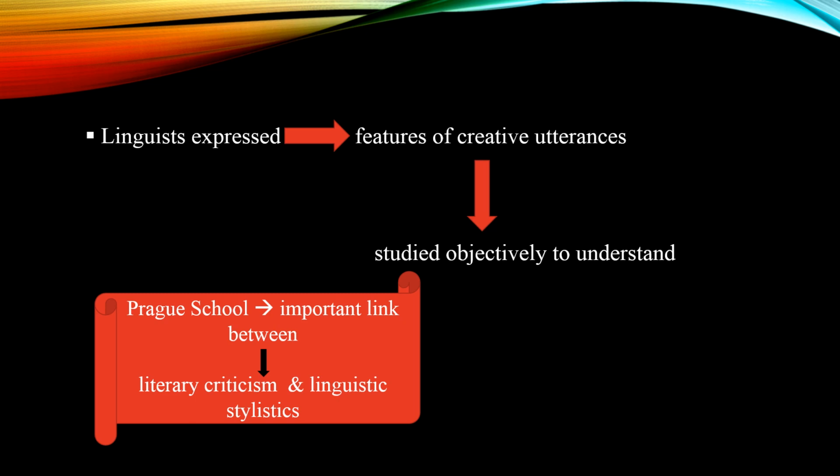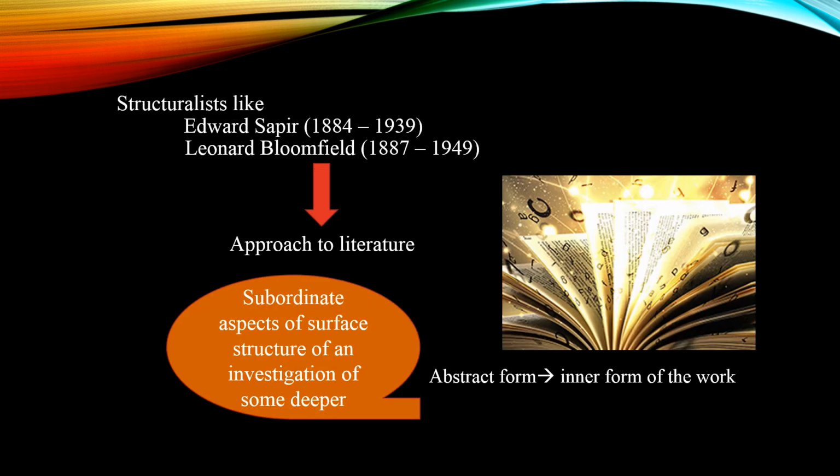People who came from the Prague School made an important link between literary criticism and the study of linguistic stylistics. Literary criticism is completely different from the study of linguistic stylistics. Now, apart from the stylisticians and linguists, we can also consider the structuralist. One who brought out the theory of structuralism is called a structuralist.